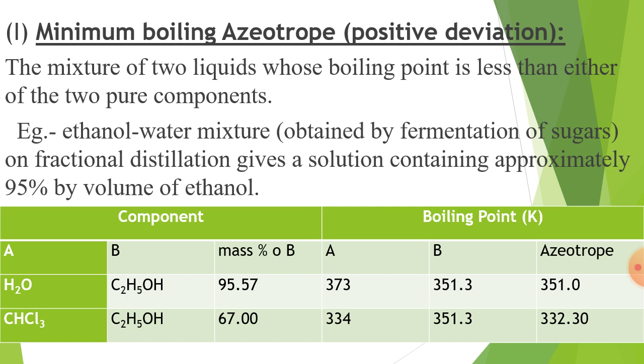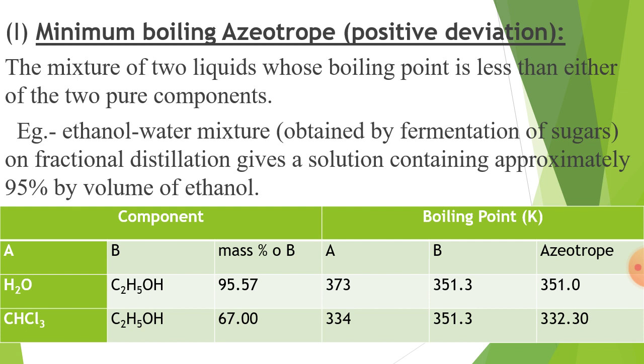azeotropes, that is positive deviation. The mixture of two liquids whose boiling point is less than either of the two components is known as minimum boiling azeotropes. All the positive deviation examples belong to this type of azeotropes. One common example is the ethanol water mixture, which is basically an example of positive deviation obtained by fermentation of sugar.